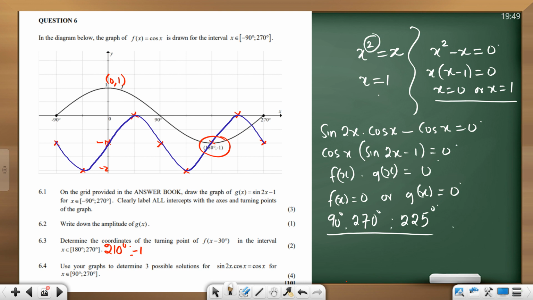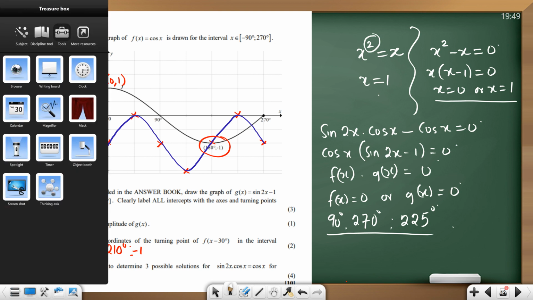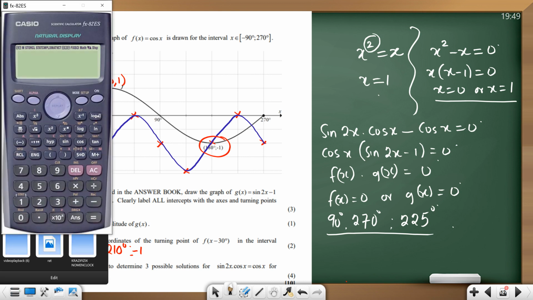Let's test it. Let's test quickly. Sine 2, let's pick 90. We are mathematicians. What is 2 times 90? 180, okay. Multiplied by cos, we chose 90, right?